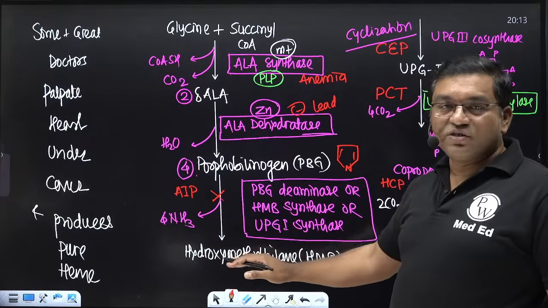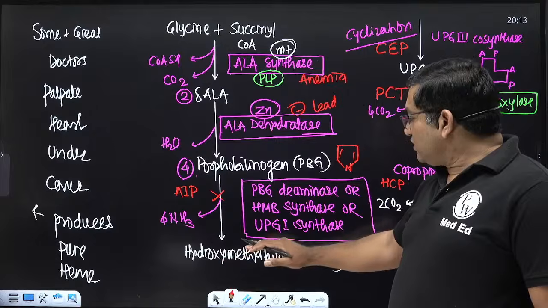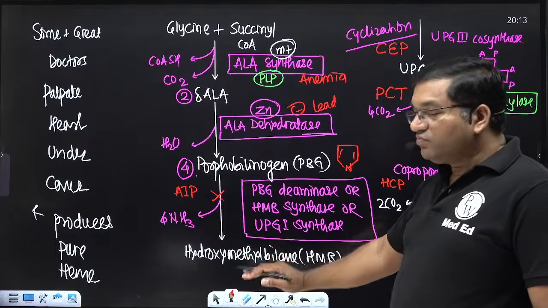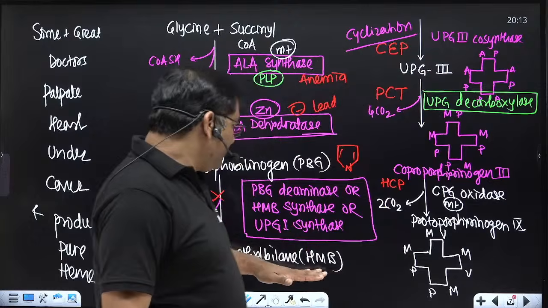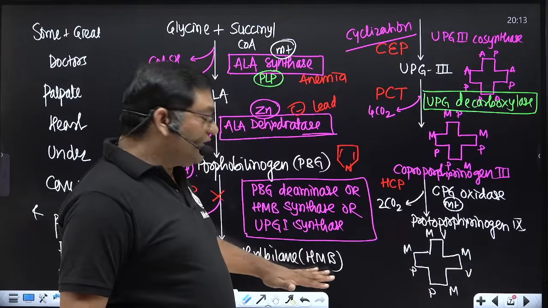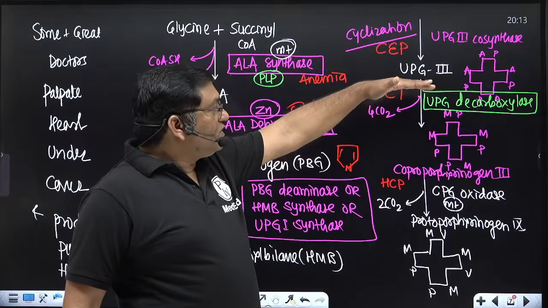They form hydroxymethylbilane. This is the first porphyrinogen which is produced, known as uroporphyrinogen 1. Hydroxymethylbilane is converted on cyclization. This is a linear tetrapyrrole: 4 pyrroles are connected but linear. Cyclization forms uroporphyrinogen 3.